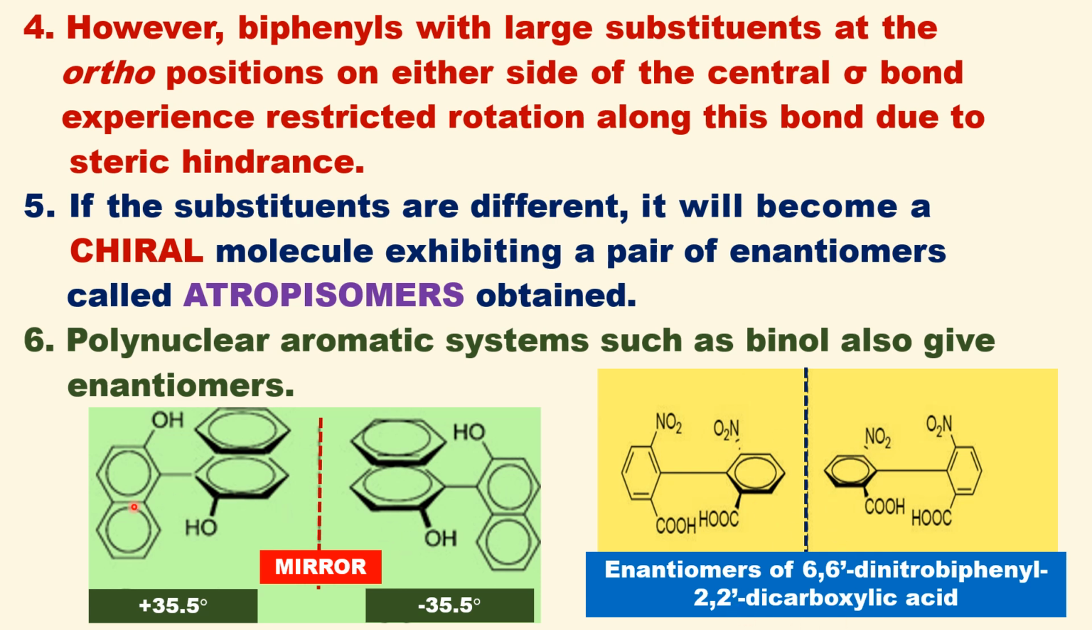Similarly, binaphthol. This is a naphthol, and this is another naphthol. Therefore, binaphthol, a polynuclear aromatic system, also exhibits enantiomerism. You see here, this is the object and this is the mirror image. There is a mirror plane. The specific rotation is plus 35.5, and the other rotates the plane polarized light towards the left, minus 35.5.